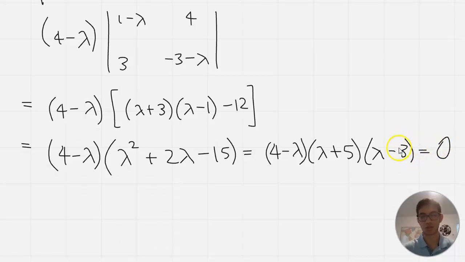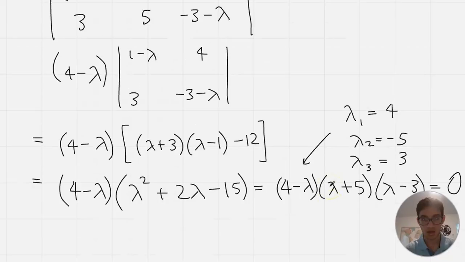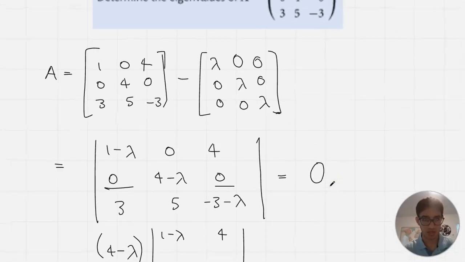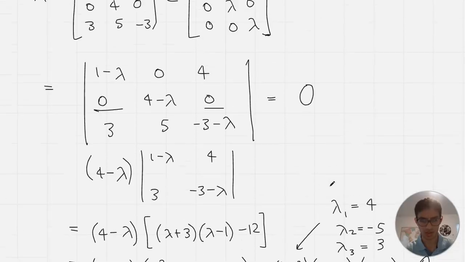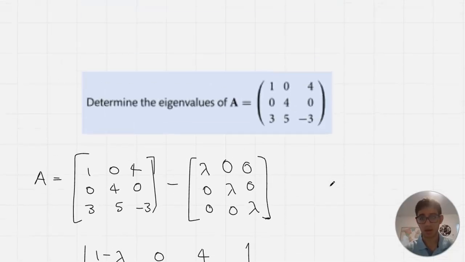And now we can finally equate this to 0. What do we get? We get lambda 1 equals 4, lambda 2, order doesn't matter, by the way. I'm just naming them like this so it's clear what's going on. And there are 3 different values, right? If you plug any of these in and then evaluate the determinant, you will get 0 as well. So that's just a little check that you can run. And we're done. So we found the eigenvalues. That's all the question was asking for.